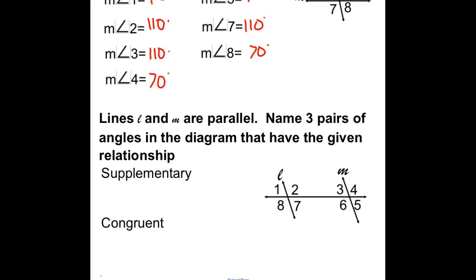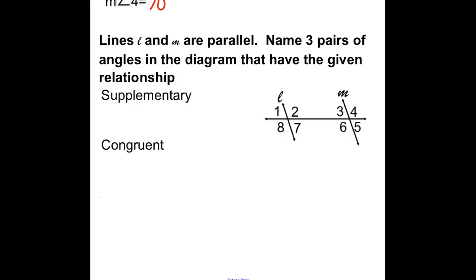In this next one, what I'm going to ask you guys to do is come up with some angle pairs that have these relationships. So it says 3 pairs of angles in the diagram that have the given relationship, supplementary or congruent. So why don't you pause the video and come up with 3 different angle pairs that have that relationship.